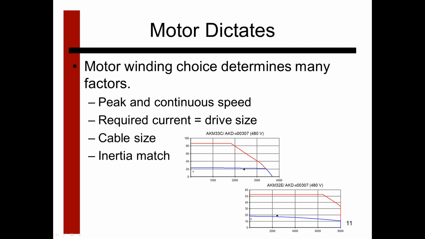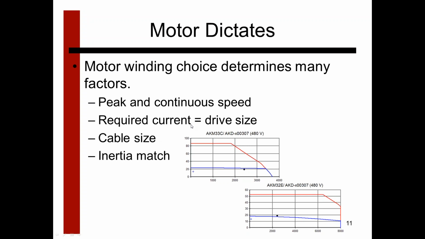More importantly, to some degree, if you're talking about money and cost of a solution, is the required current to run that motor at torque. The current that you need is going to dictate the drive size that you need, not just physical size, but the current going to the motor. Because it's dictating current, it's going to also dictate cable size, and then a motor selection, often related to the stack length, if you will.